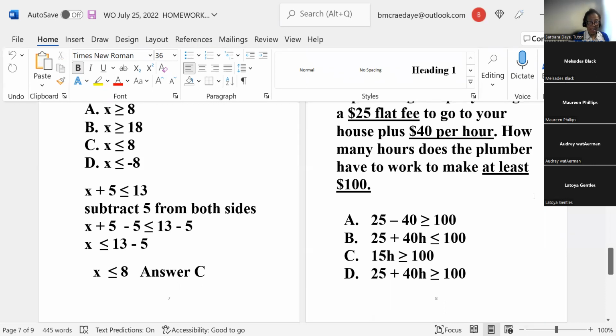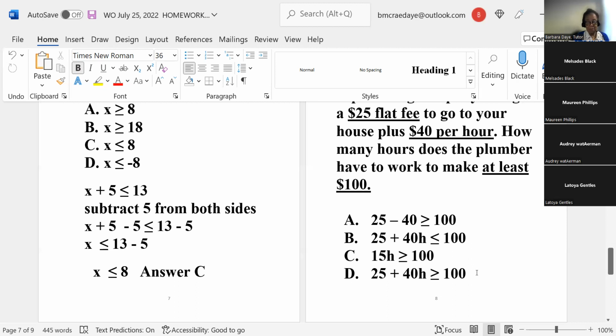At least, I gave you a list of terms that could mean greater than or equal, less than or equal. At least means greater than or equal. I know you gave me that, but my question is, is 100 greater than or equal? No, you see, the $25 flat fee plus the $40 an hour, that's what he gets just to go to the house. He wants to make at least $100 from this call, right? So the 25 flat fee plus the $40 per hour total must be greater than or equal to 100 for him to get at least 100.